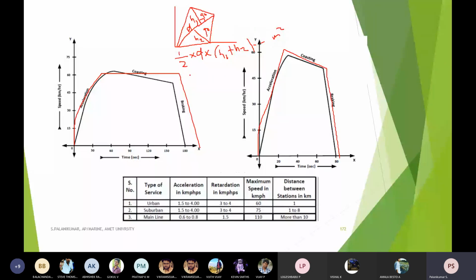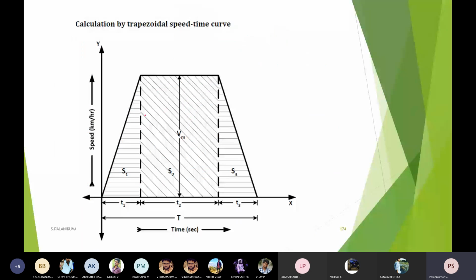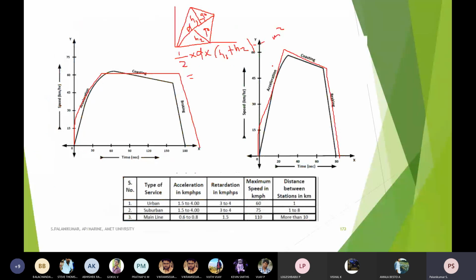So automatically I can calculate the area. For a standard trapezoid, I can divide it into triangles. These are two triangles, and one rectangular shape I can get. Here I am getting one triangle and another triangle, and this is one rectangle. This is for a standard trapezoid. But if it is suburban and other things, it will not automatically give a standard trapezoid.